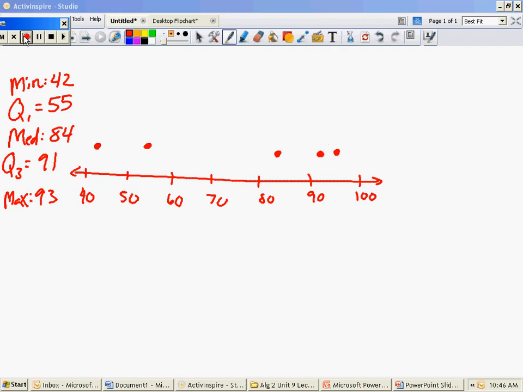Okay, so we're just going to make this into a box and whisker plot now. The two extremes, this extreme and this extreme, you connect them with the whisker. The 3 dots in the middle, you connect them with a box.